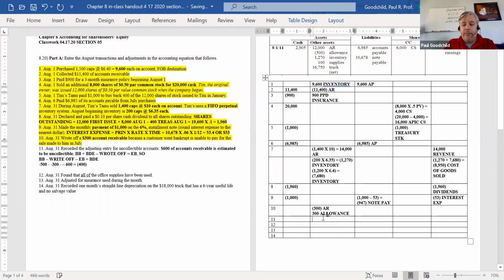So we have 400 allowance, and then 400 bad debts expense.